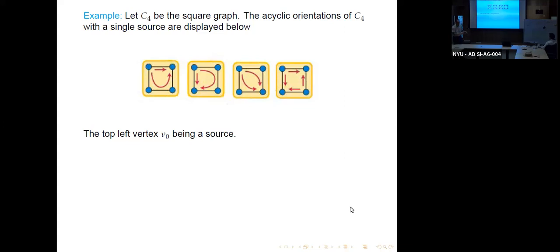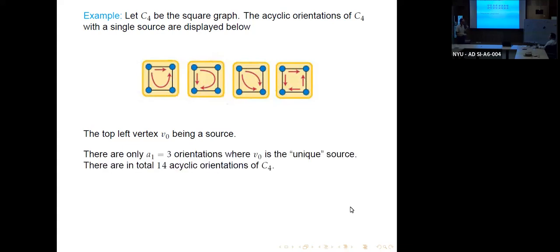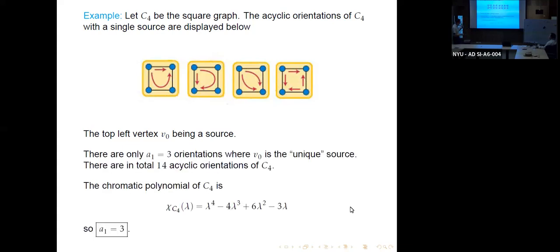I remove this one. So when you count the number of acyclic orientations with a single source on the square graph, you find 3. And if you write down the chromatic polynomial, you get exactly 3, with a sign. That number, which multiplies lambda, is exactly that A1. It's a beautiful theorem by Stanley.